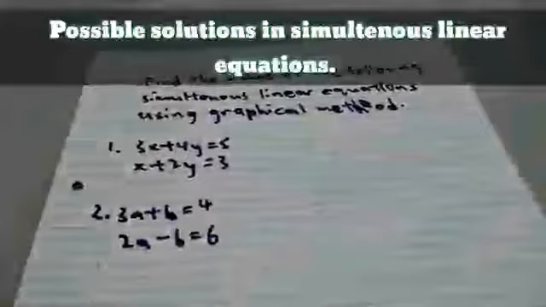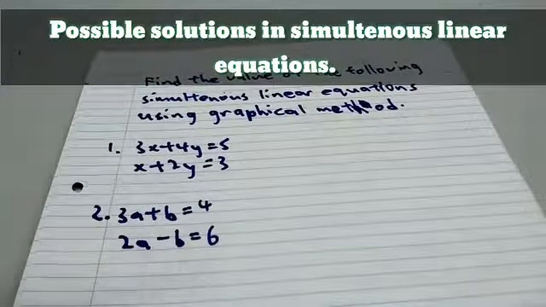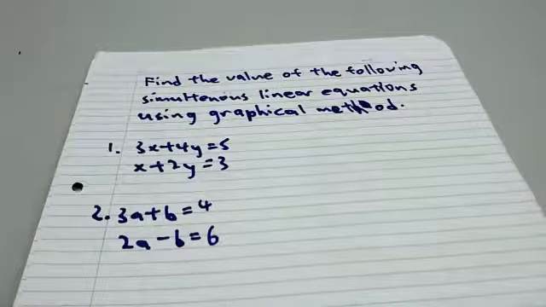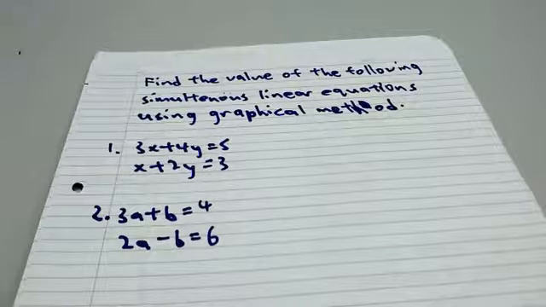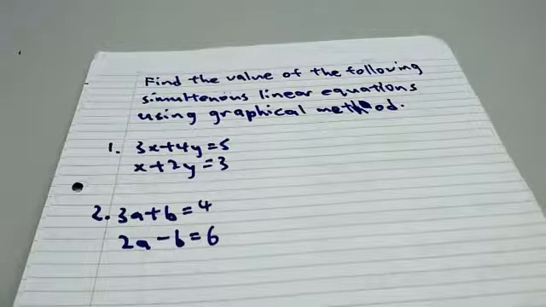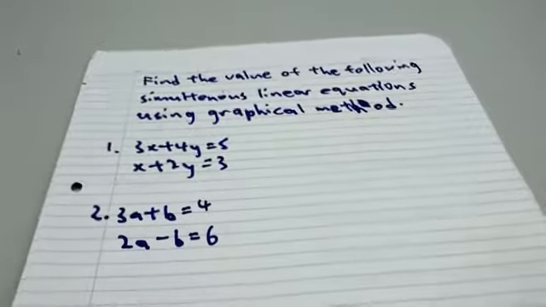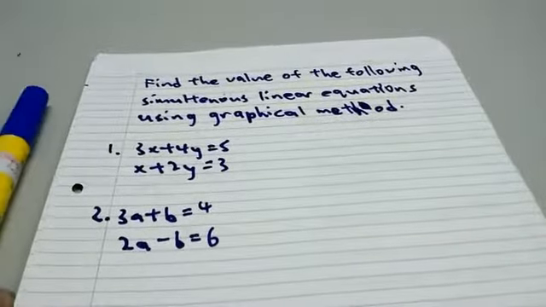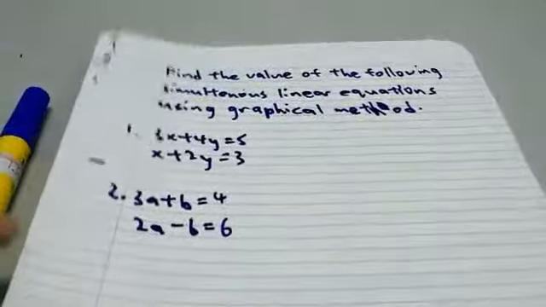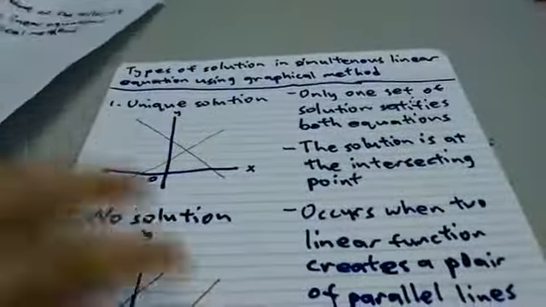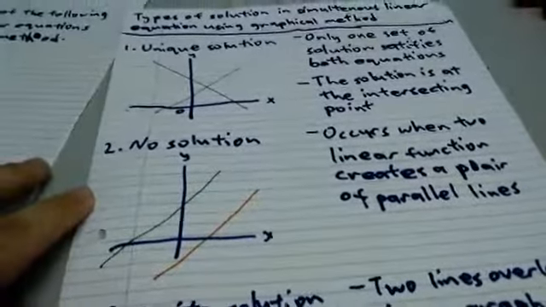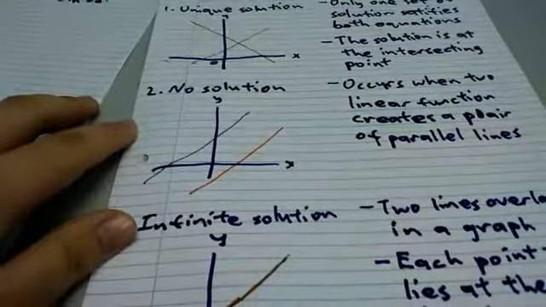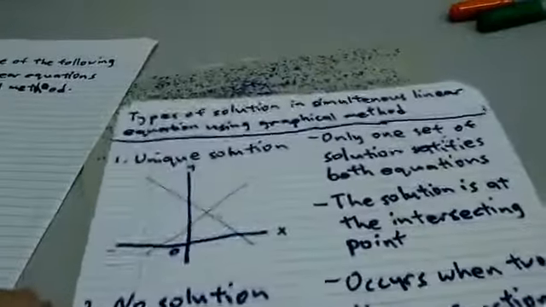So before we solve the following simultaneous linear equations, let's talk about what kind of solution we can get. Now, in simultaneous linear equations, by using the graphical method, we can get three possible solutions, which are unique solution, no solution, and infinite solution. Now, what is a unique solution?